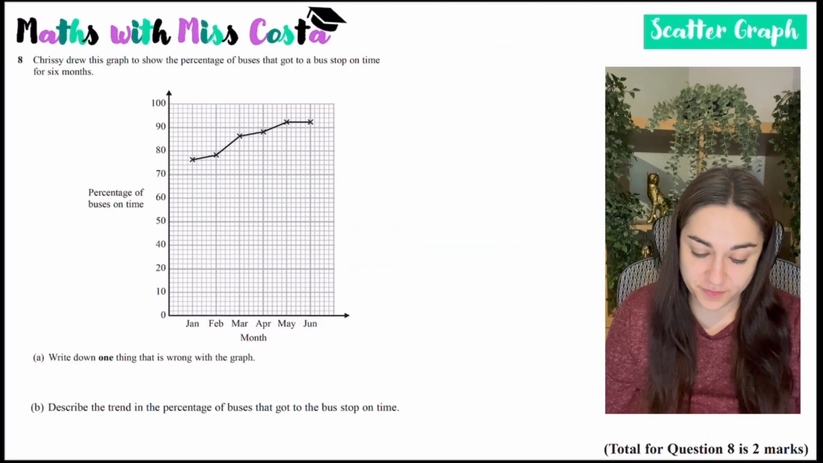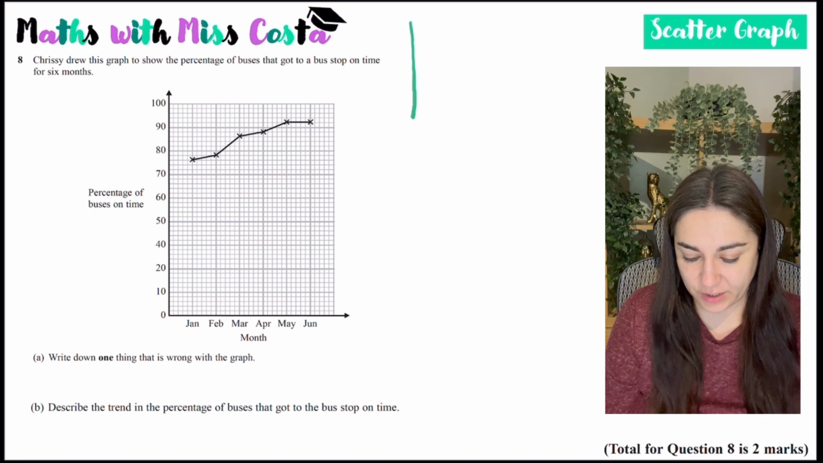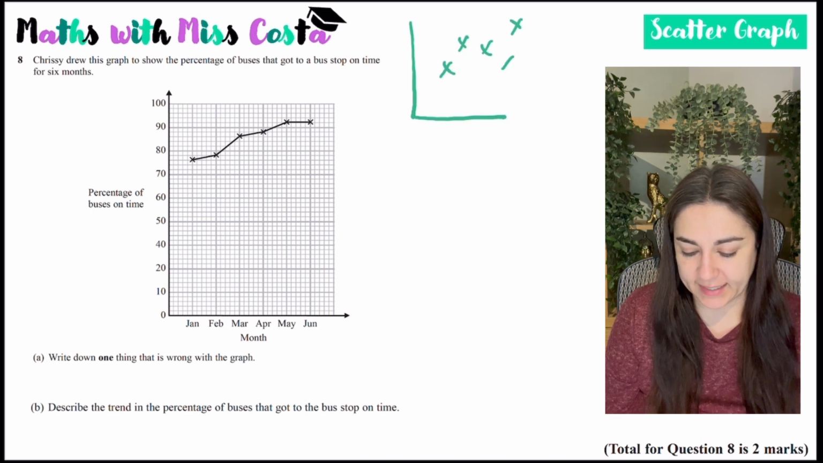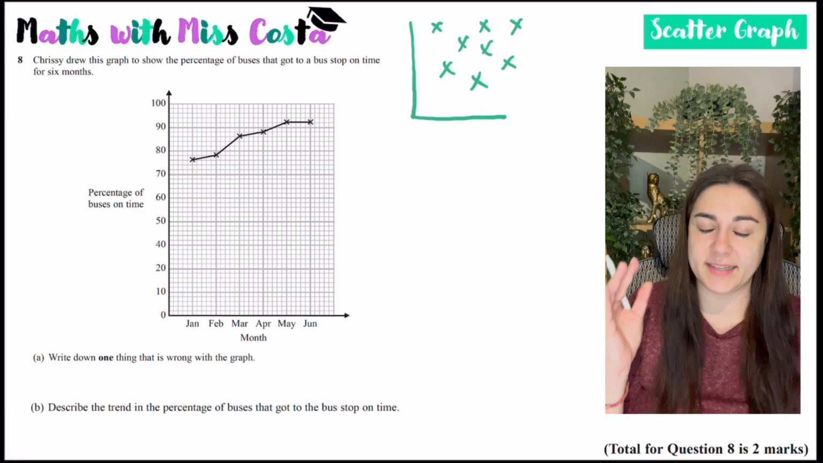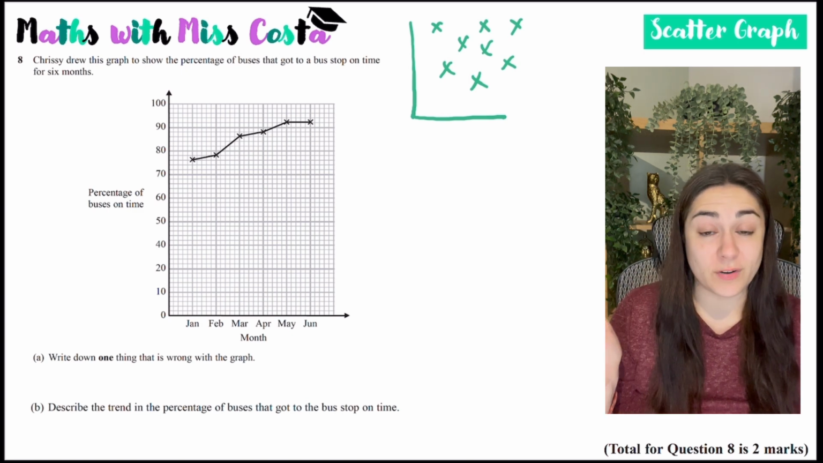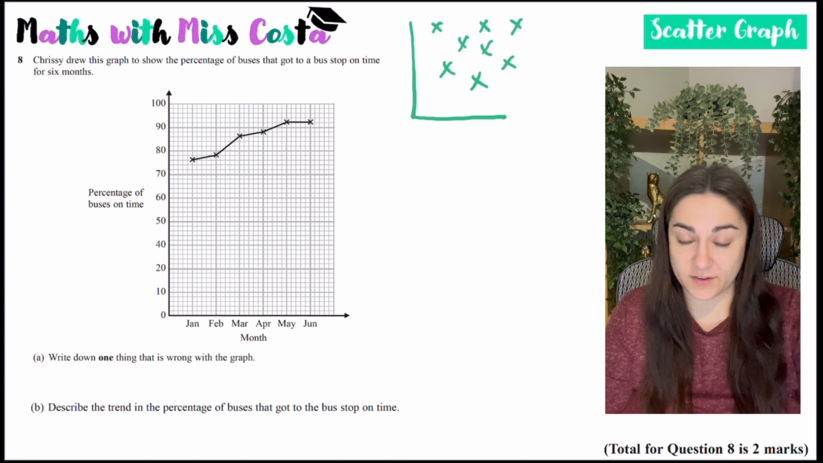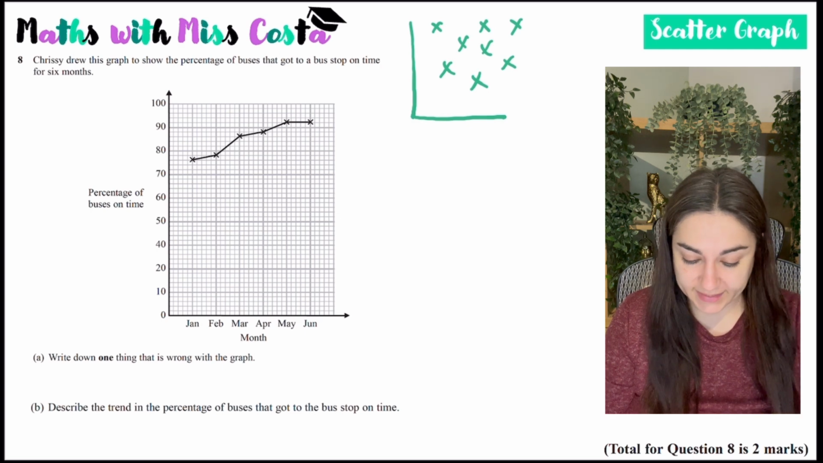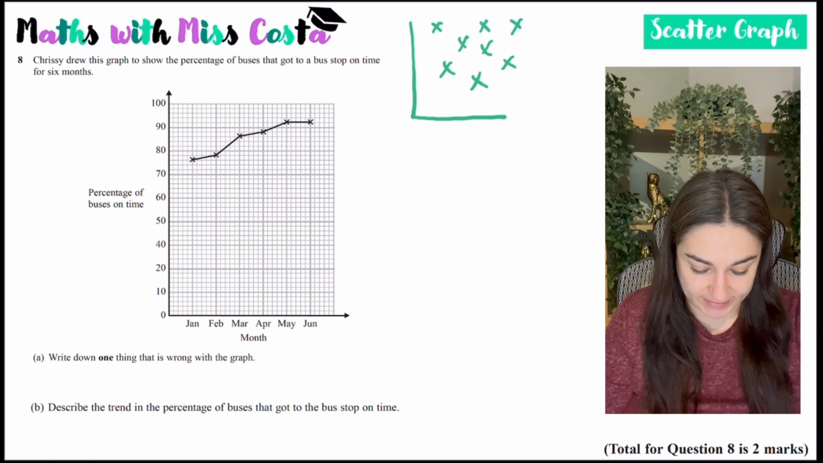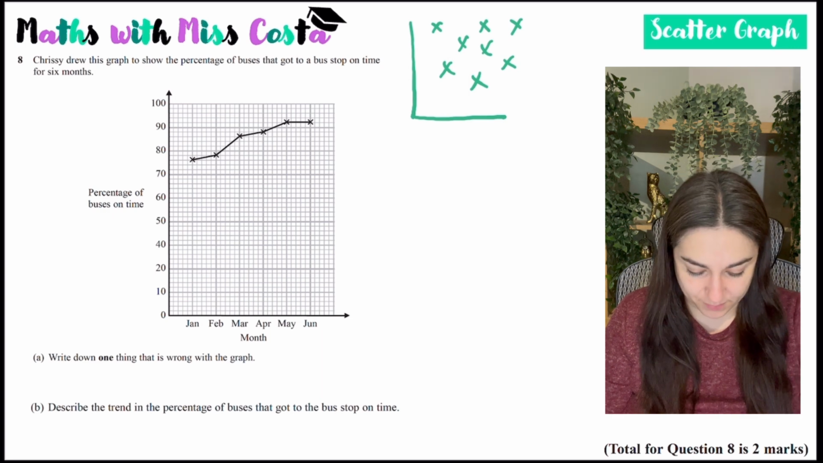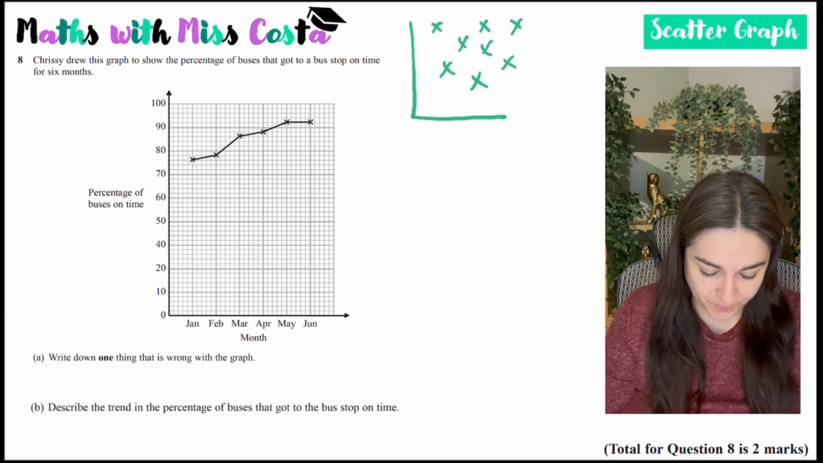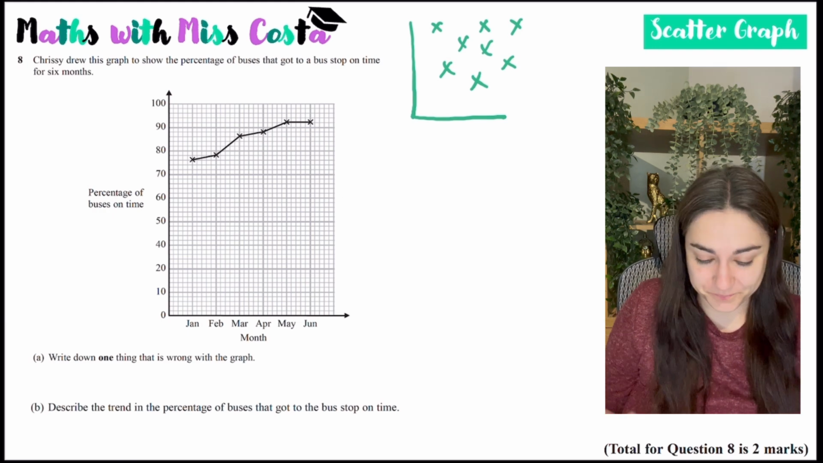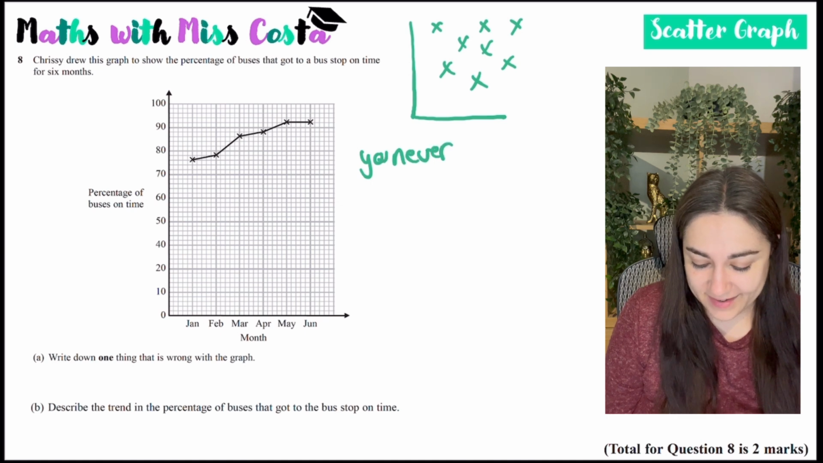Okay, so now I've got a scatter graph, and the whole point of a scatter graph is that you've got your y-axis and your x-axis, and then you just plot random points wherever they are to see if there's a trend or any kind of correlation, which means a relationship between the two things that you're comparing. So here Chrissy drew this graph to show the percentage of buses that got to a bus stop on time for 6 months. In January there were about 76%, February there was 78%, March there was 86%, and so forth. Now with a scatter graph, you never join the points together.